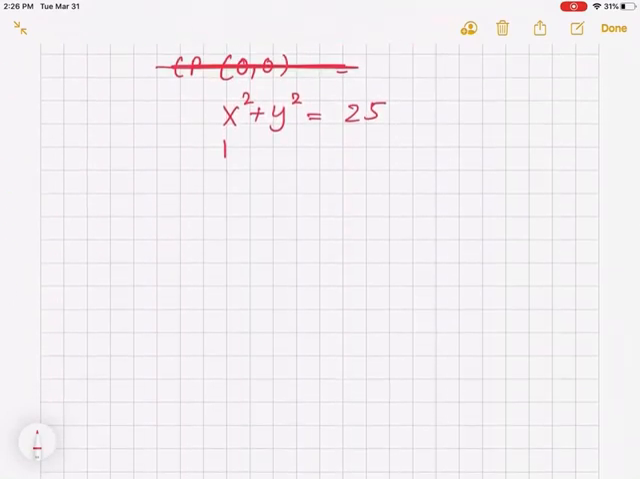I'm sorry. There's nothing added with x and y. So pretty much the center point would be 0 and 0. And the radius, this is r squared, so my radius would be 5. Let me show you one more example.